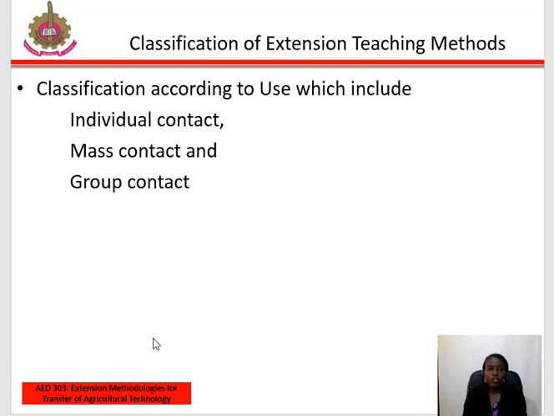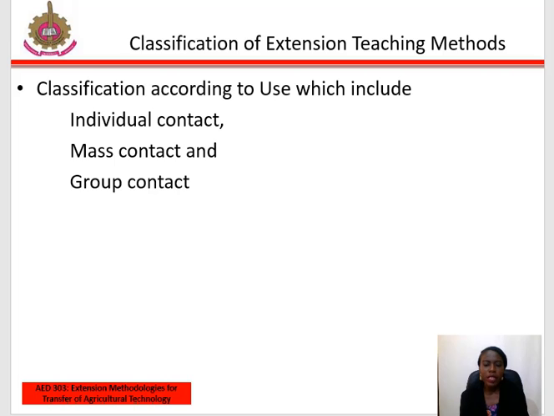Individual contact. Extension teaching methods under this category provide opportunity for face-to-face, person-to-person contact between the rural people and the extension workers. These methods are very effective in teaching new skills and creating goodwill between farmers and the extension workers. It includes farm and home visits, farmers call, telephone call, for discussions on problems and technical recommendations.